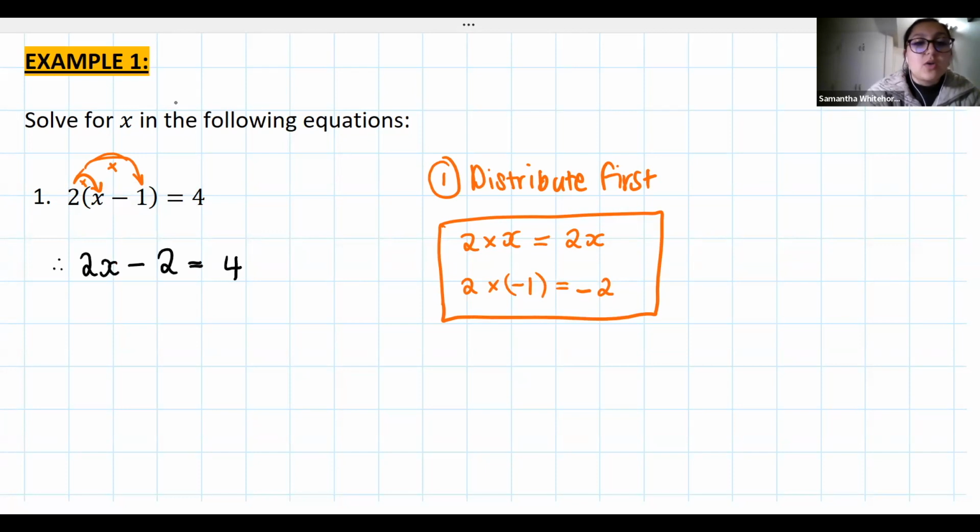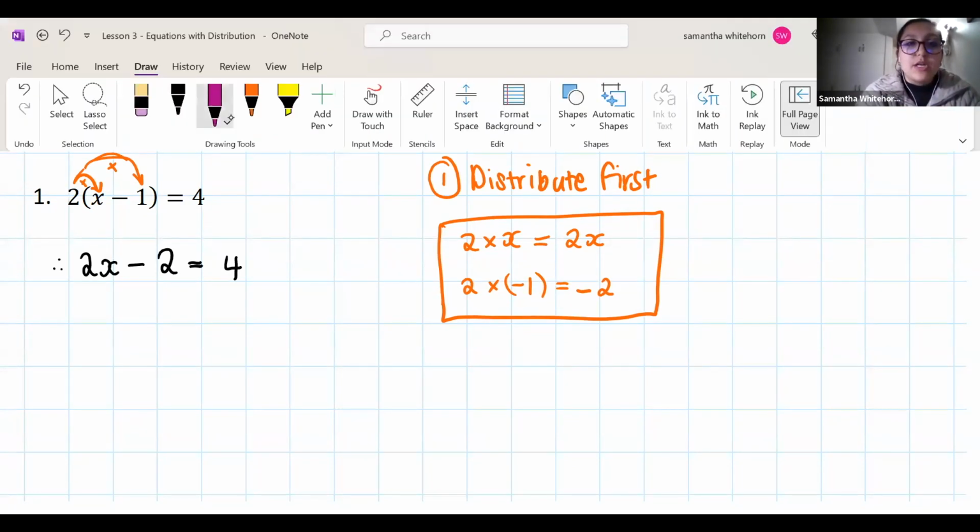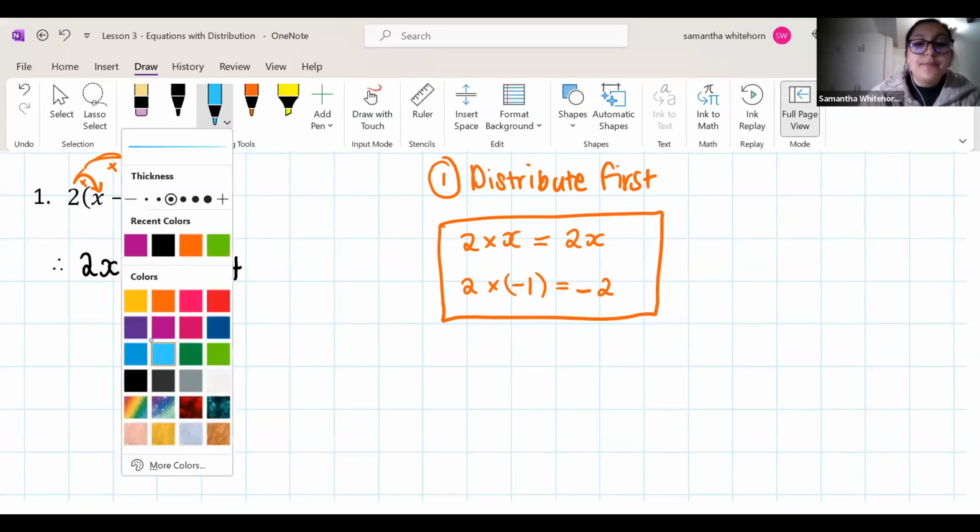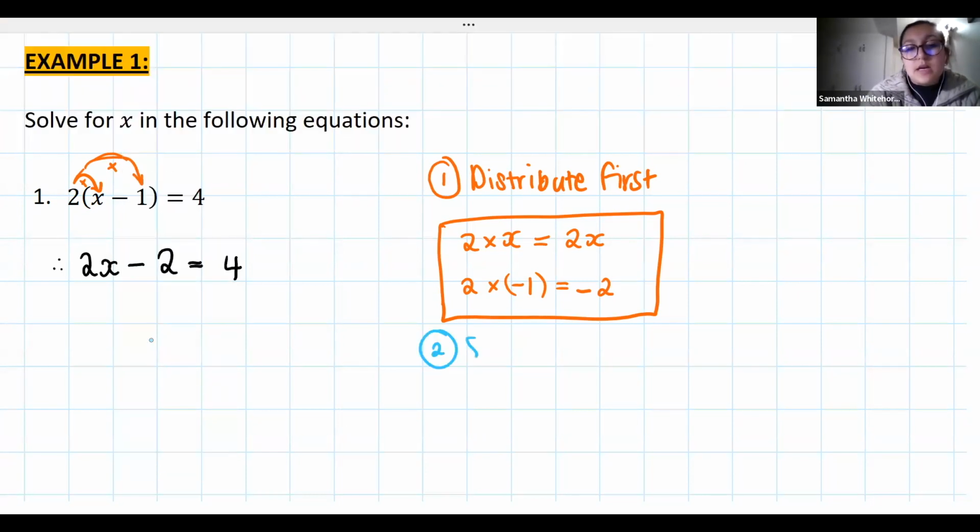And now this looks like an equation that we were dealing with last week. We've got an x term, we've got some constants we need to solve. So this is now where our inverse operations comes in. So our second step is now to solve using those inverse. And remember, we can also say opposite. If you're more comfortable with opposite, that's fine. Operations.